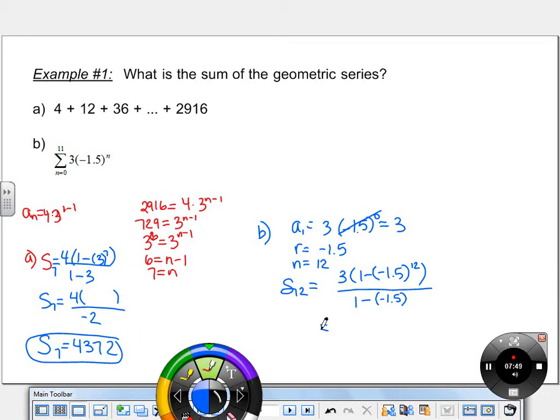Okay. So again, I'm probably going to put all of this into my calculator. So I'm going to do 1 minus, making sure I put parentheses around the negative 1.5 so I don't mess up that calculation. And times it by 3. And then I'm going to divide it by 1 minus negative 1.5, which is actually 2.5. And so I get negative 154.5 as my sum of the first 12 terms. Okay. Could be negative because the negative ratio is taking it back and forth.